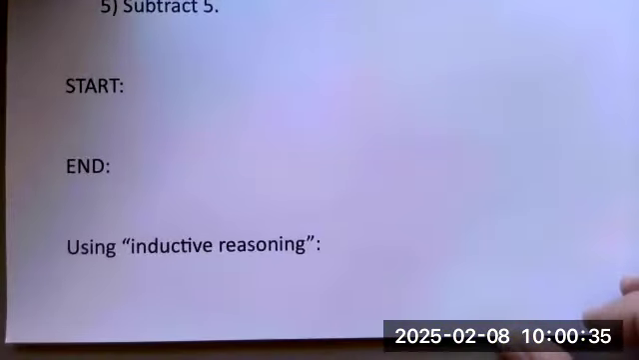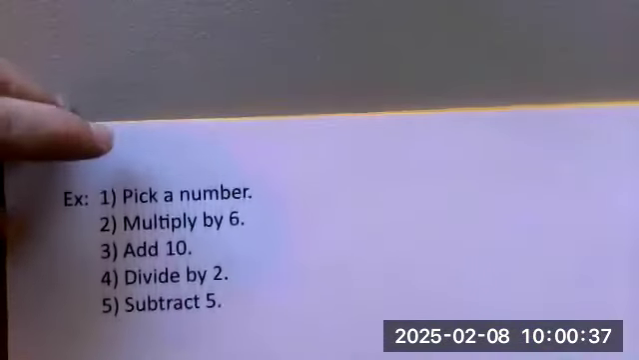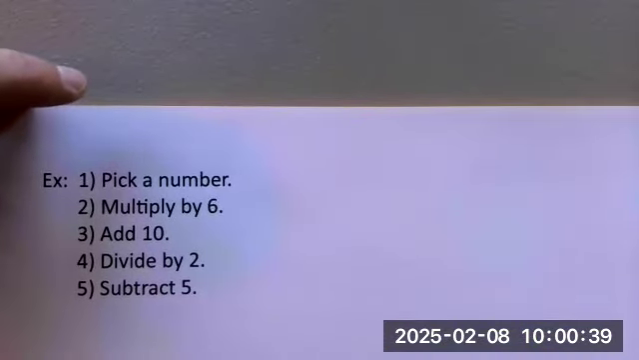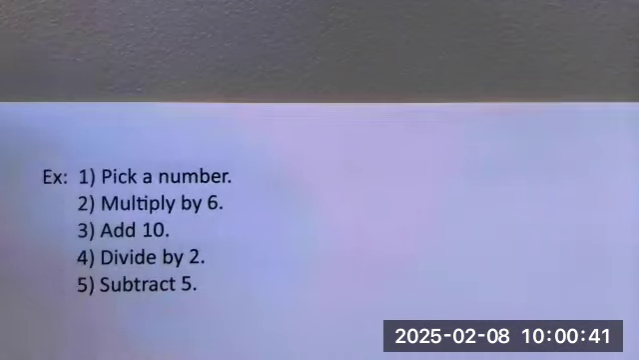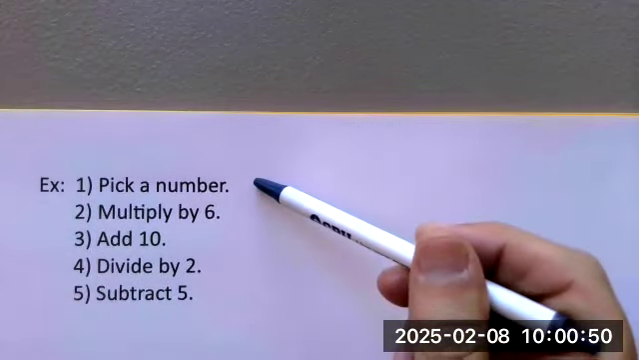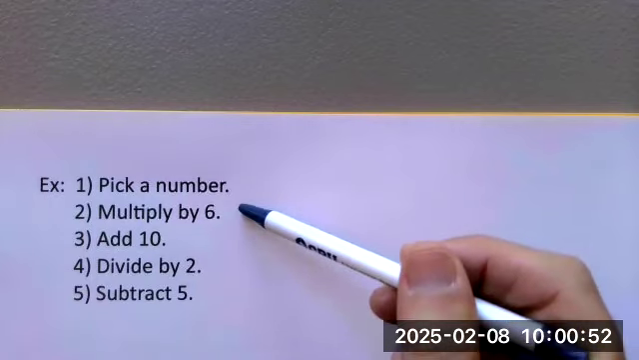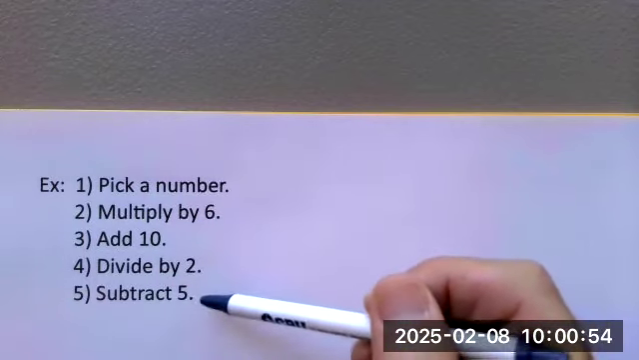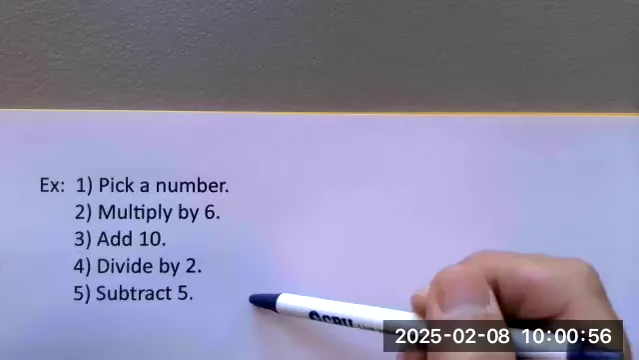We're going to use inductive reasoning on this problem. I'd like us to start by just picking a number. I would like you to pause the video right now and go through these steps. Pick any random number, multiply it by 6, add 10, divide by 2, subtract 5, and see what you end up with.